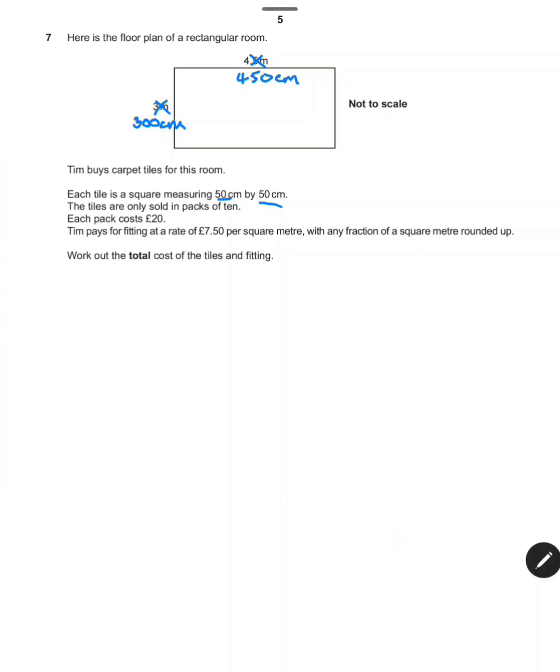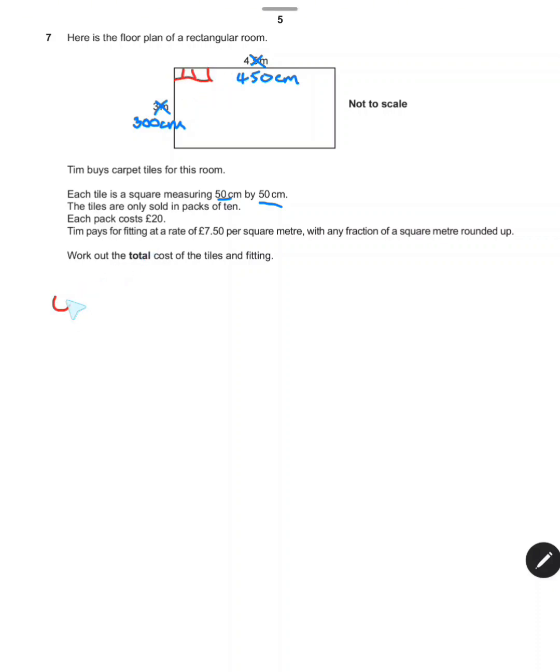What we're going to do now is see how many tiles across and down I'm going to need to fill this floor. Well, each tile is a square 50 by 50. So let's see how many tiles going across the room.